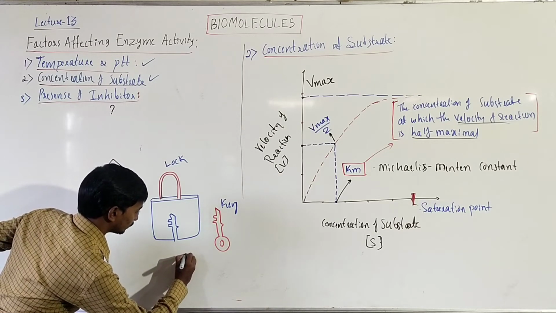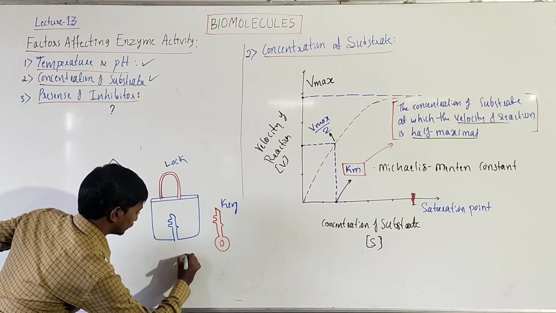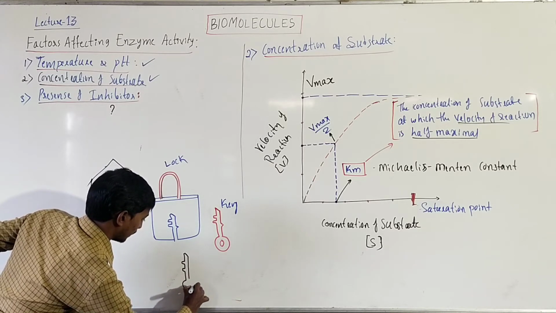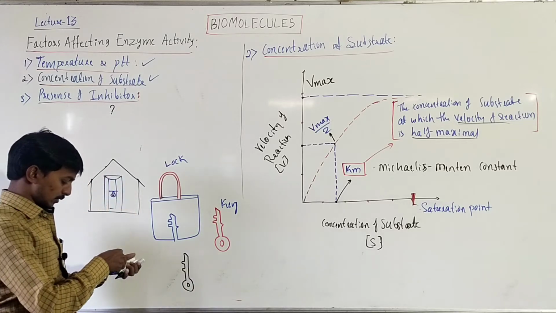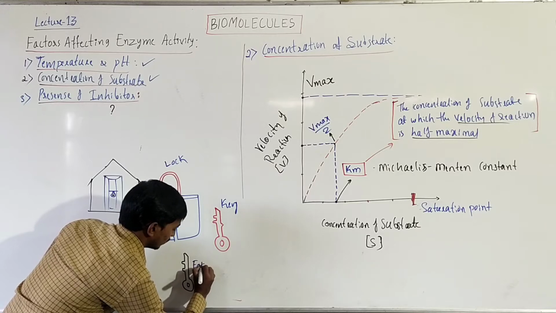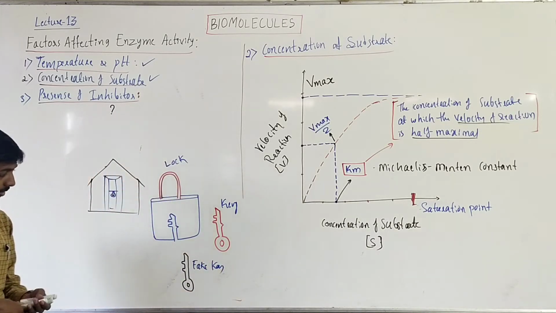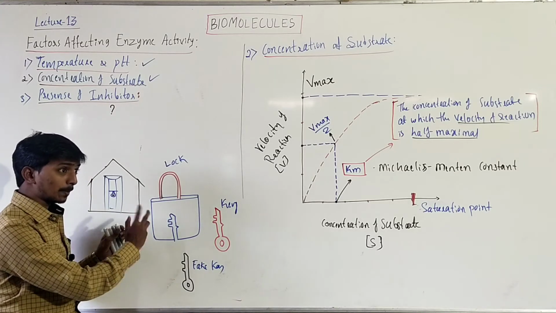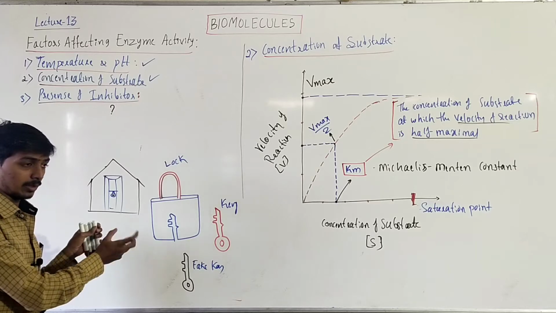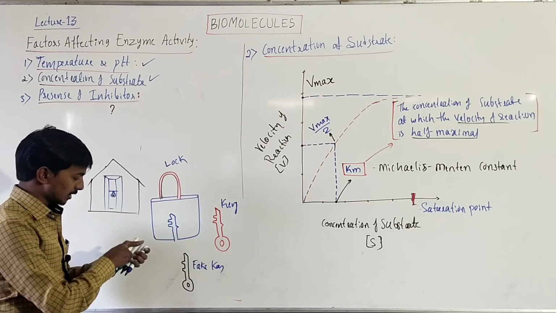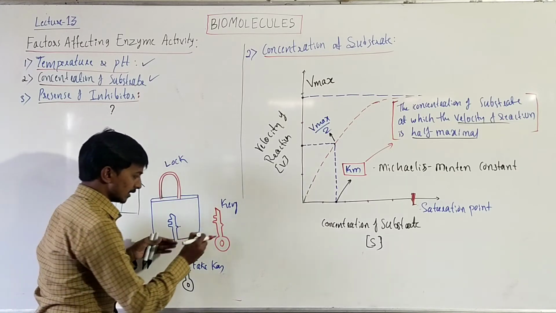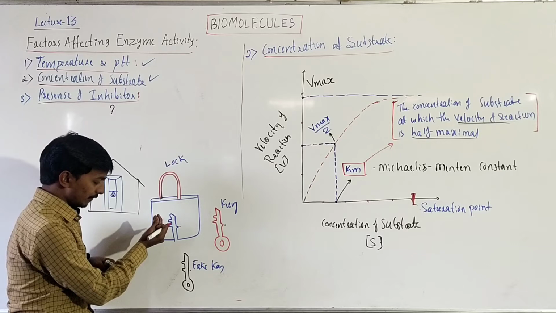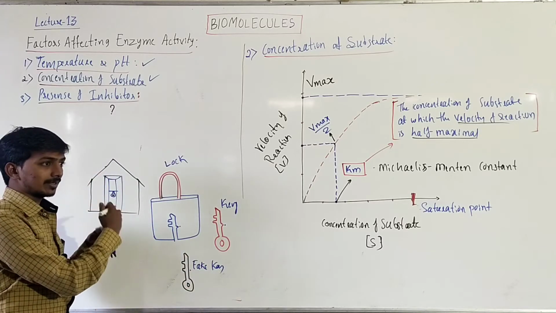So this is a fake key. Original lock, original key, but the fake key. This key can go inside but cannot open the lock. Why? This pattern is not there, this point is missing over here. This point is also necessary to open the lock. So when the thief inserts this and it breaks down inside, the lock will be blocked.